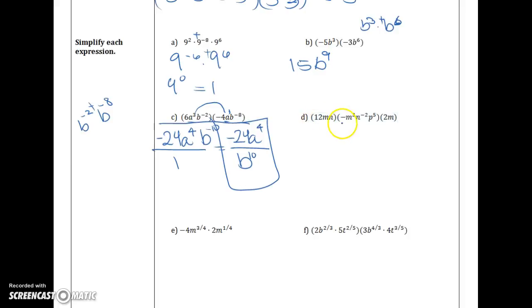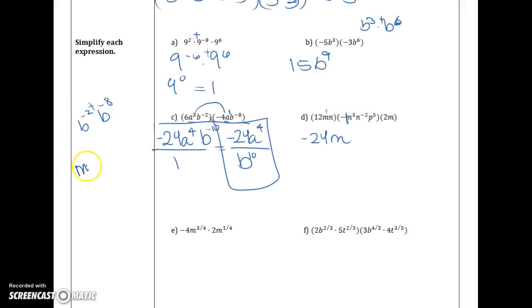Good. 12 times negative 1, because if they don't give you a number, it's like a 1 in front, times 2. So here's where I'm at in my head. 12 times negative 1 times 2, that's negative 24. And then I have my m's. Well, how many m's do I have? This is m to the 1st times m to the negative 3.